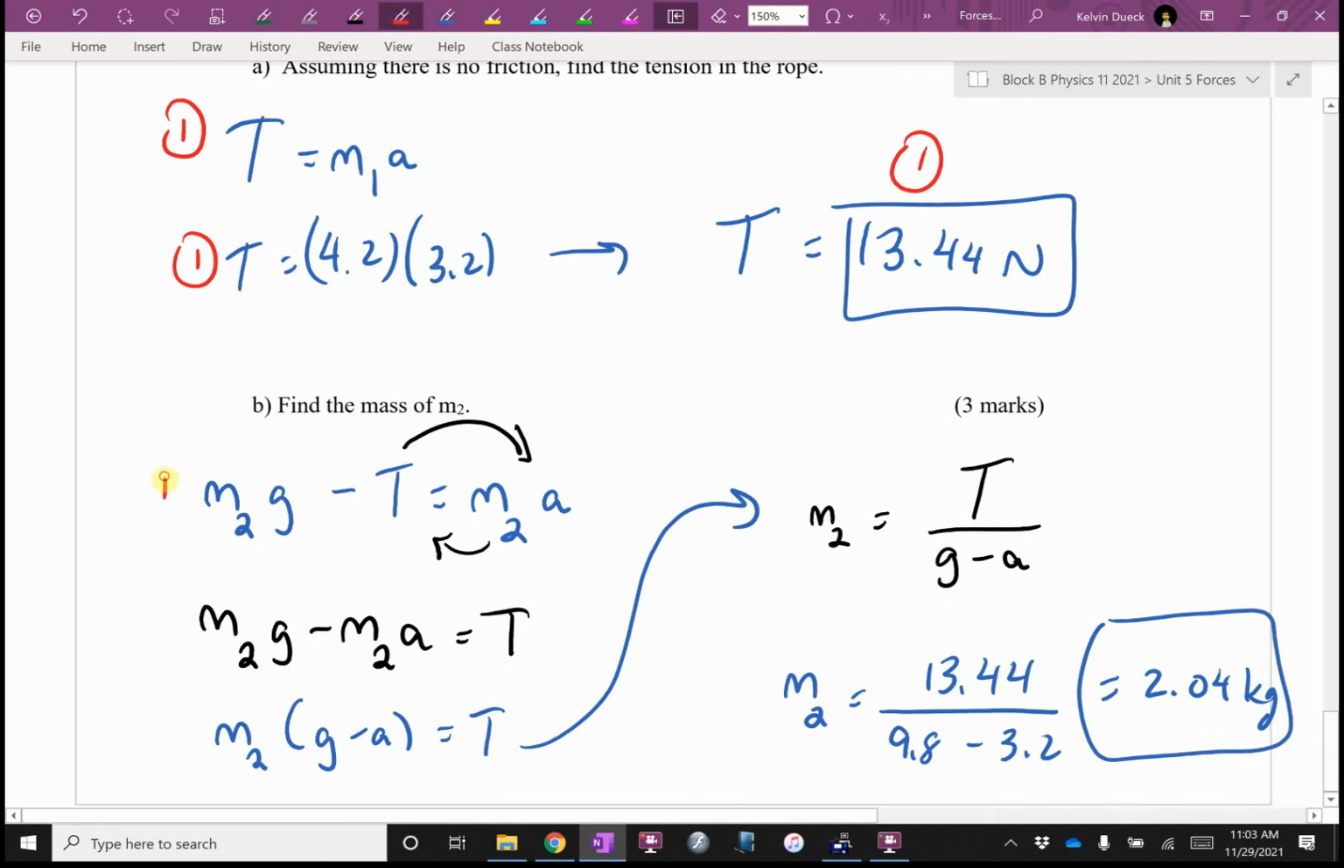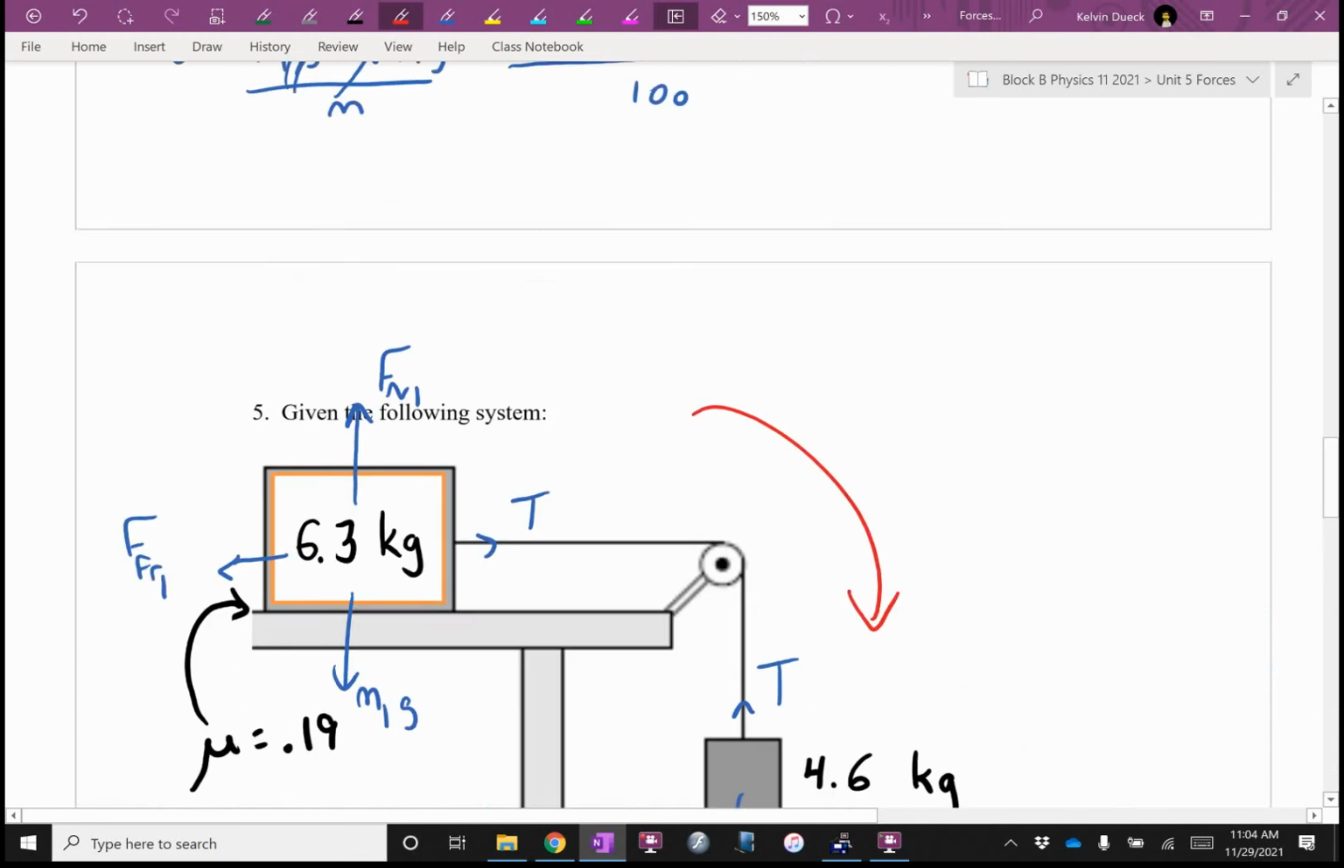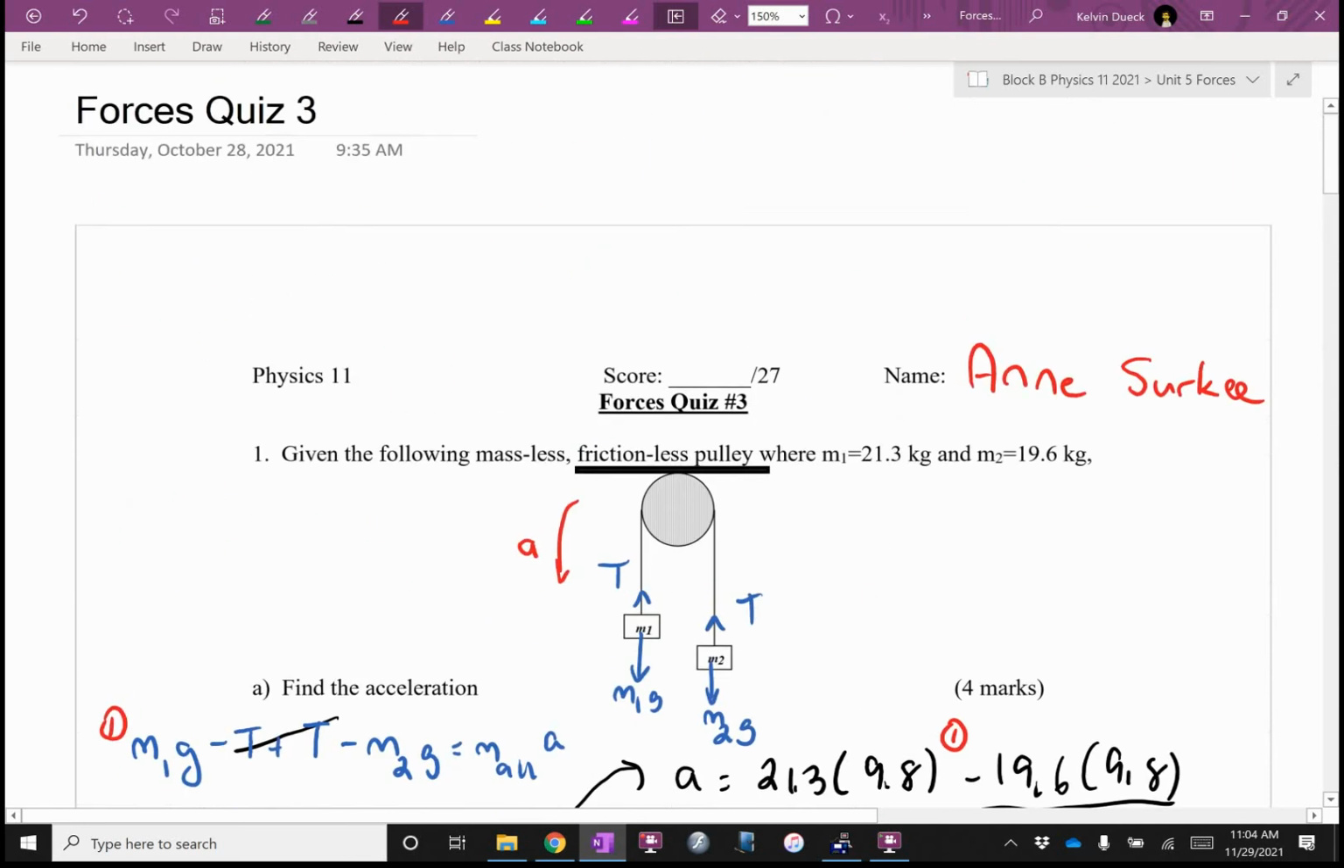Otherwise, I would probably go 1 mark for that. I'd probably go 1 mark if I saw the factoring. Half mark for that. And a half mark for the answer. Can you give yourself a score out of, this was a pretty juicy quiz, what was it, 27?